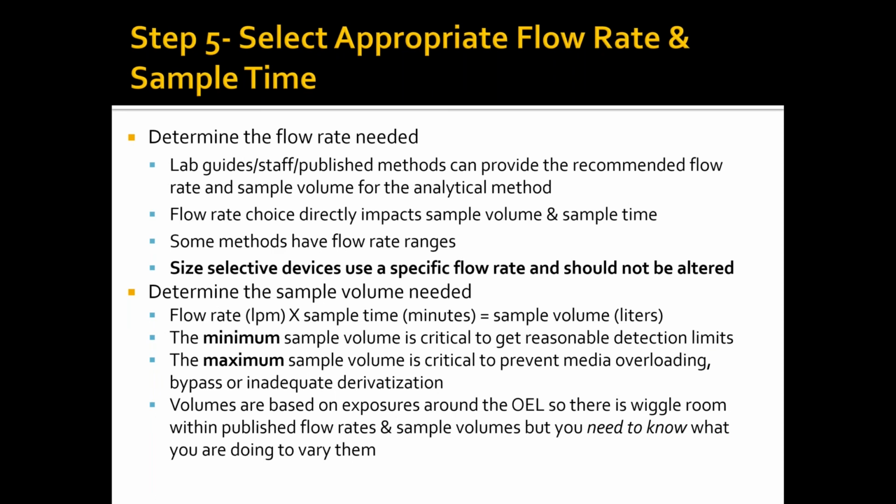Selecting the appropriate flow rate and sample time. Again, this seems like it should be pretty easy, and most of the time it is. All of these lab guides, or certainly the friendly lab people, or published methods that you can find online will have a recommended flow rate and sample volume for that method. The flow rate choice affects your sample volume and sample time. Sometimes there's broad ranges for the substances, but for size selective devices, you have to use the specific flow rate for that device and you can't alter it. For example, PPI samplers come in 2, 4, and 8 liters per minute. You need to use whichever flow rate is specified for that device.